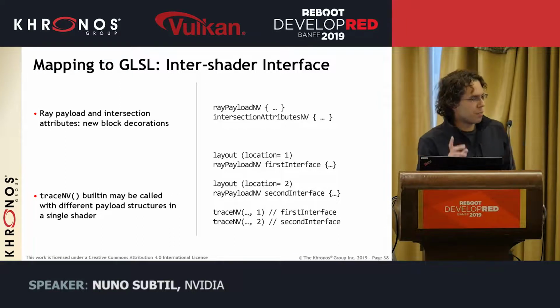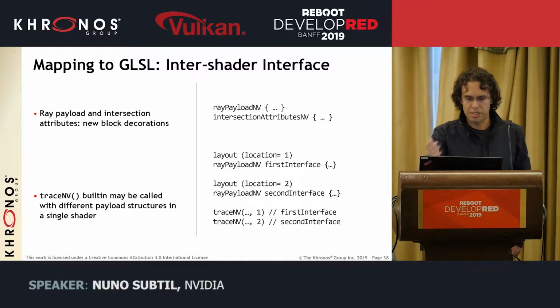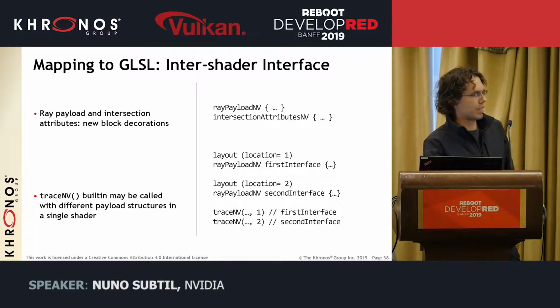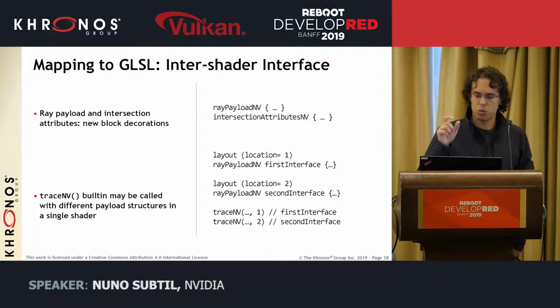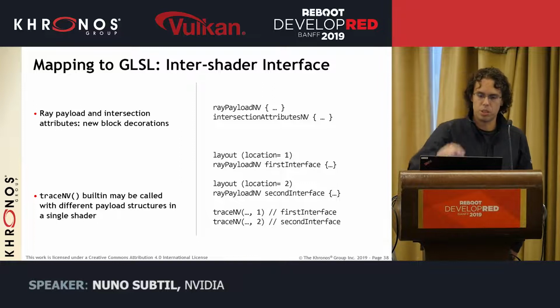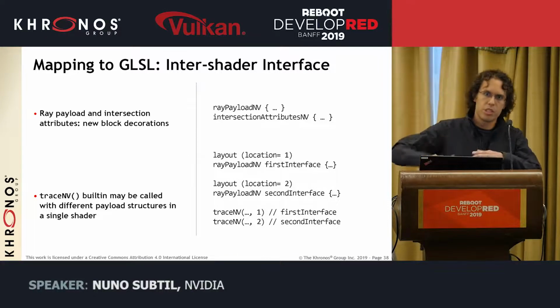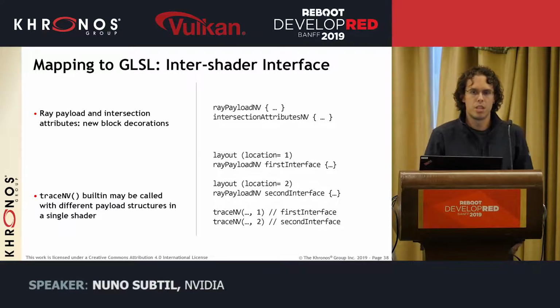And instead of passing in the payload by reference, directly by saying, okay, trace NV against first interface, trace NV against second interface, we use the location index as the reference. So trace NV will receive an integer argument that corresponds to the location that was defined for each of the ray payloads. This has to be a compile time constant, and the compiler will generate type polymorphic code underneath, but this was the mechanism we found to avoid having to specify full type polymorphism for GLSL.